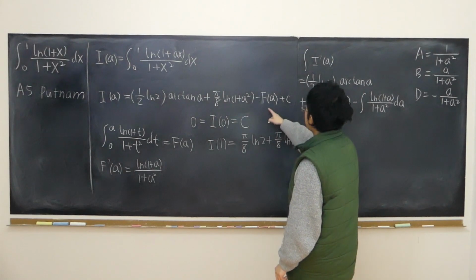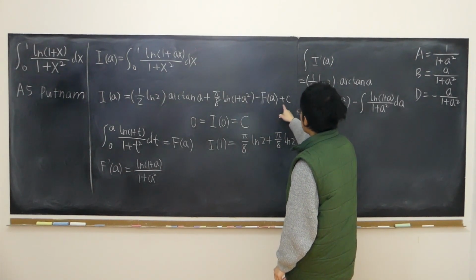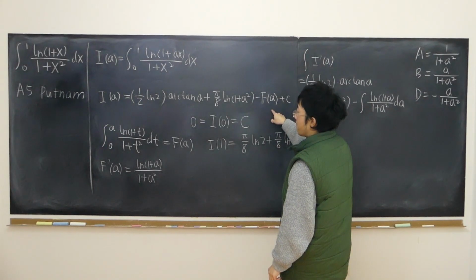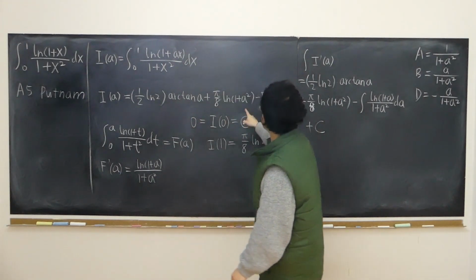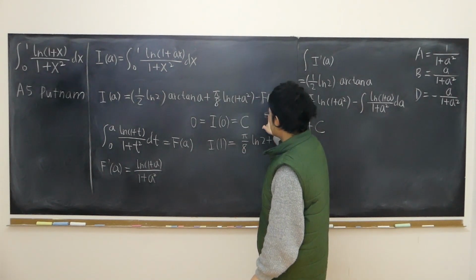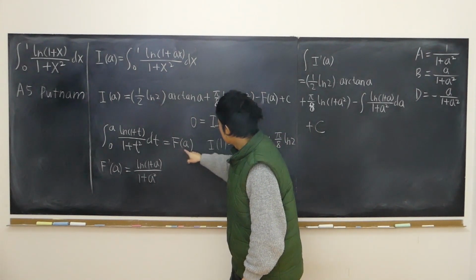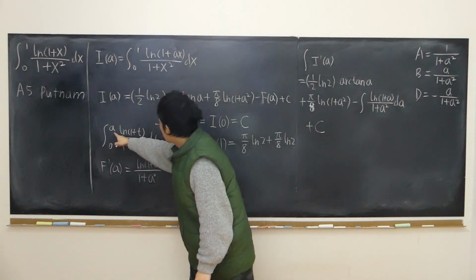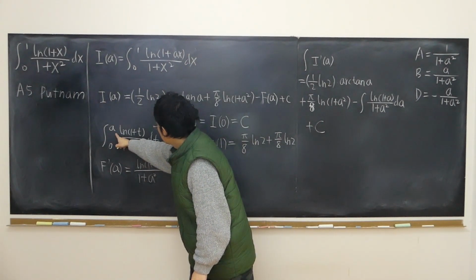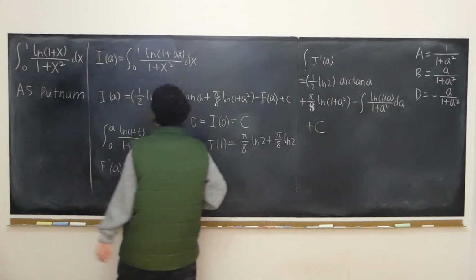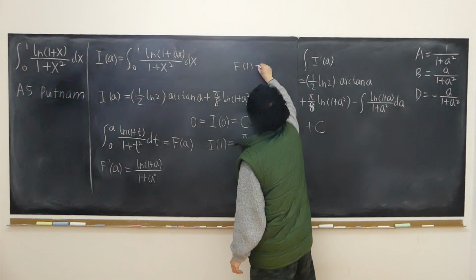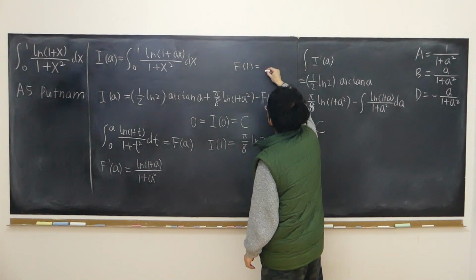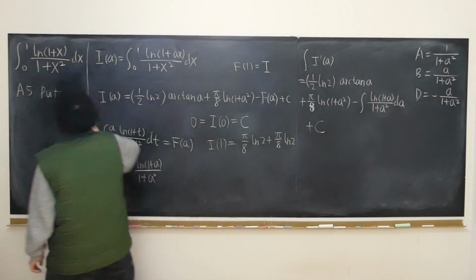What is this? Minus F of a plus 0. Sorry, F of 1, right? Because we let a become 1. Capital F of a, capital F of 1. So a becomes 1. 0 to 1 is our desired integral. In fact, let me just write it down. Capital F of 1 is indeed our desired integral, I.